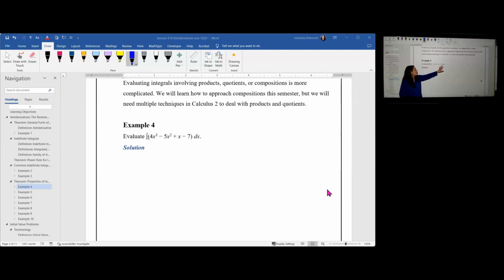Let's take a look now at example 4. We know that we have the sum and difference rule and the constant rule. So we know we can split this indefinite integral into the sum and difference of 4 indefinite integrals. Go ahead and pause the video, work it out, then turn the video back on so we can compare.